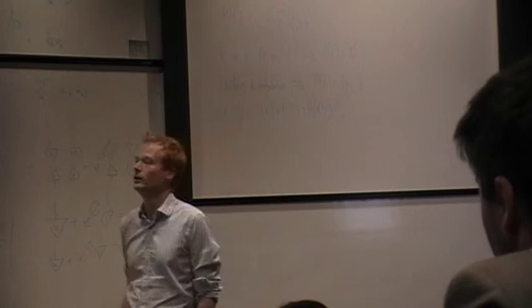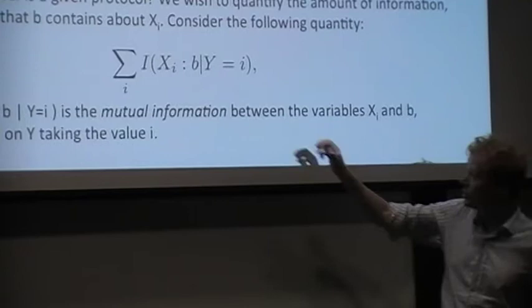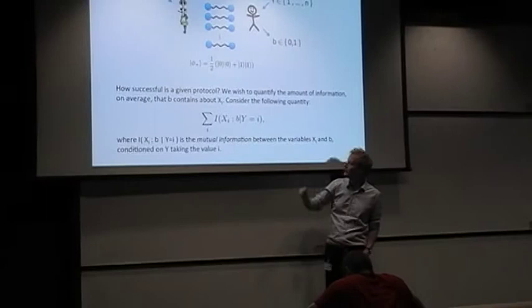All right, so this is the quantity that we're looking at here, between these two bits. And to have it conditioned on y being I just means you condition all the probabilities in that expression on y being I.